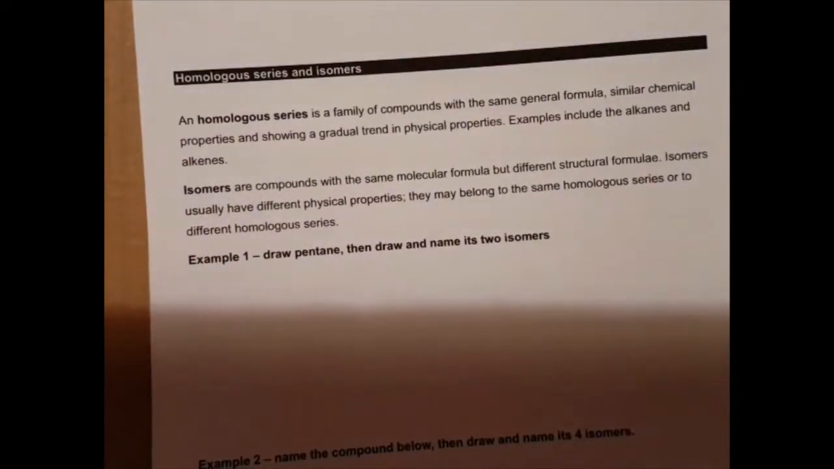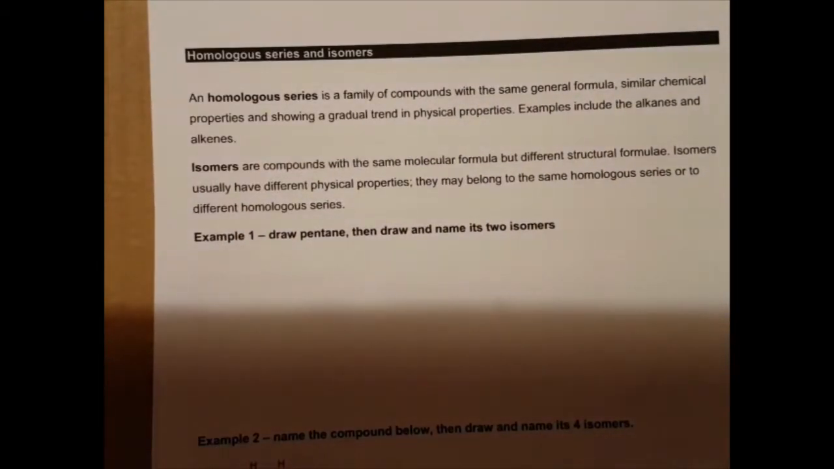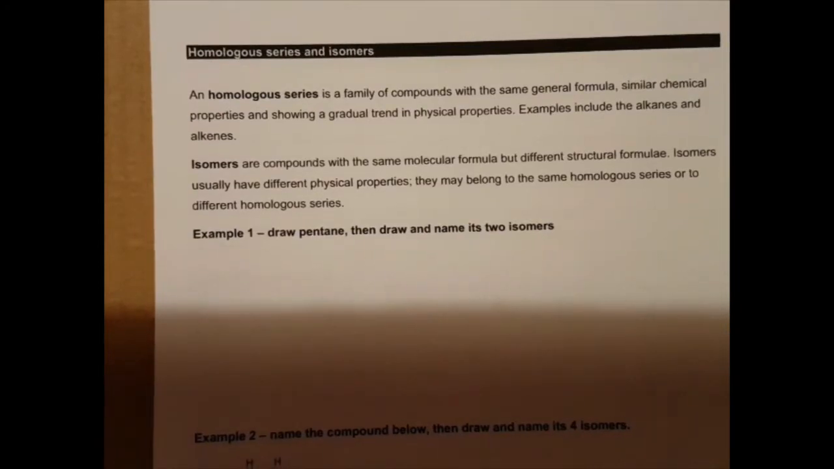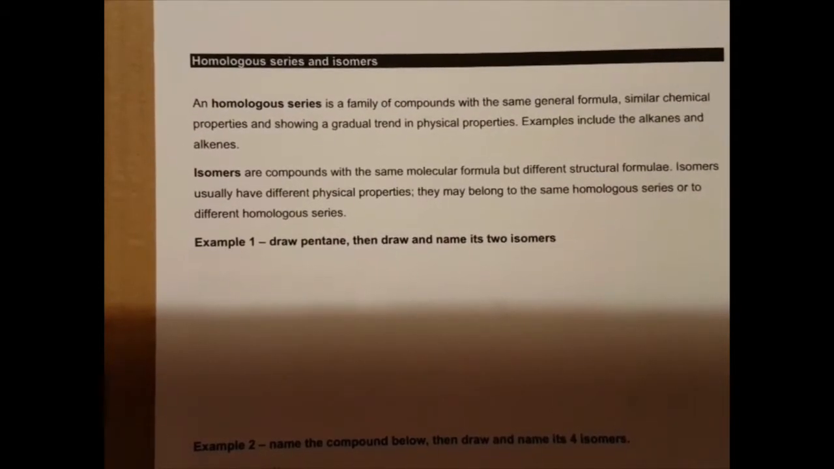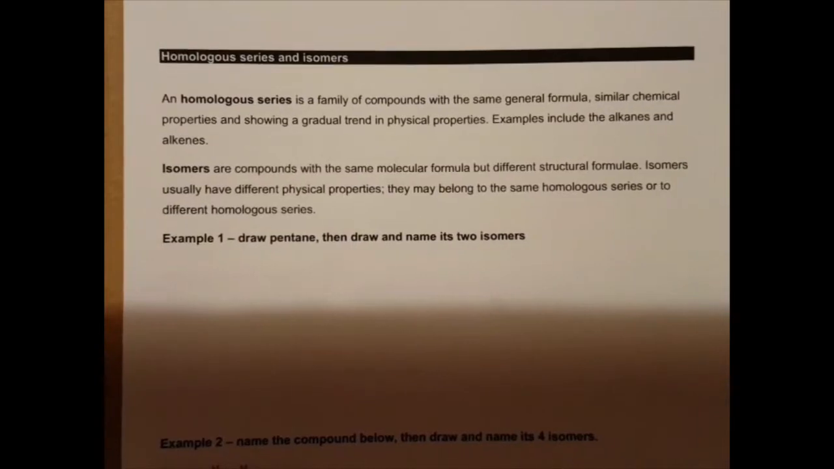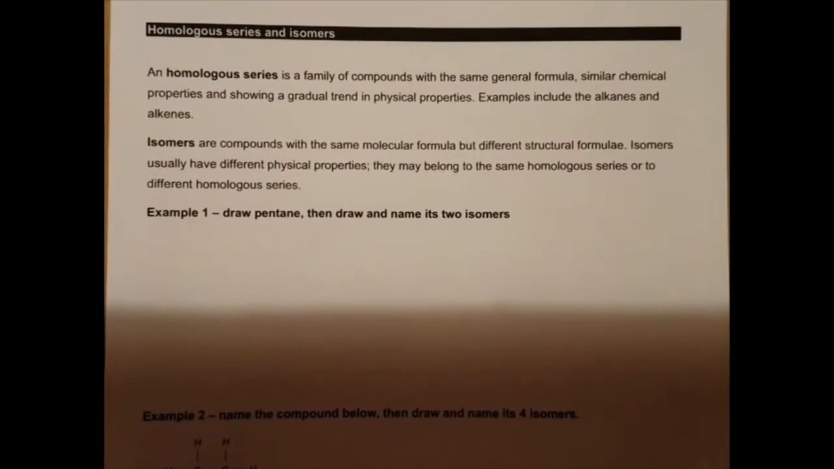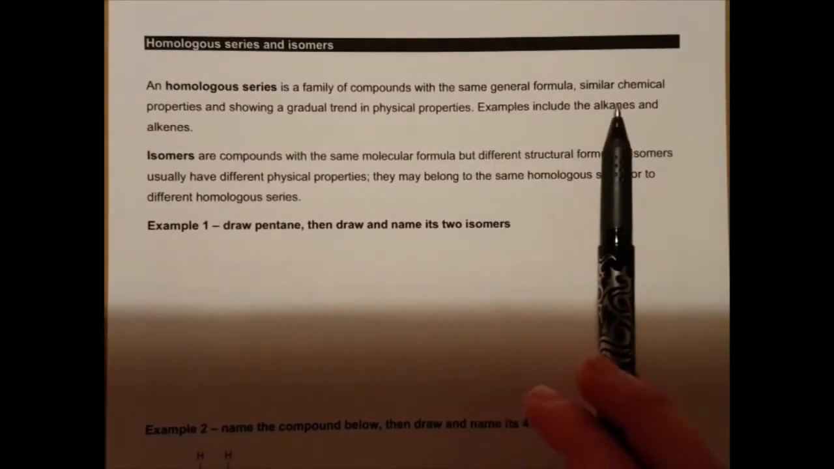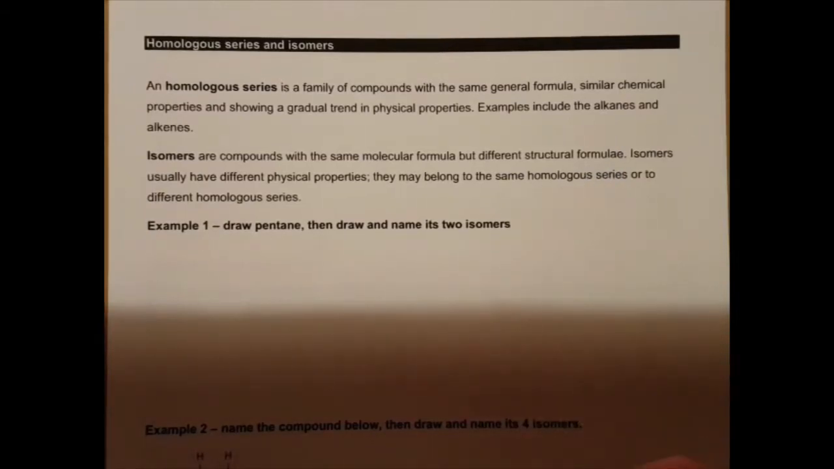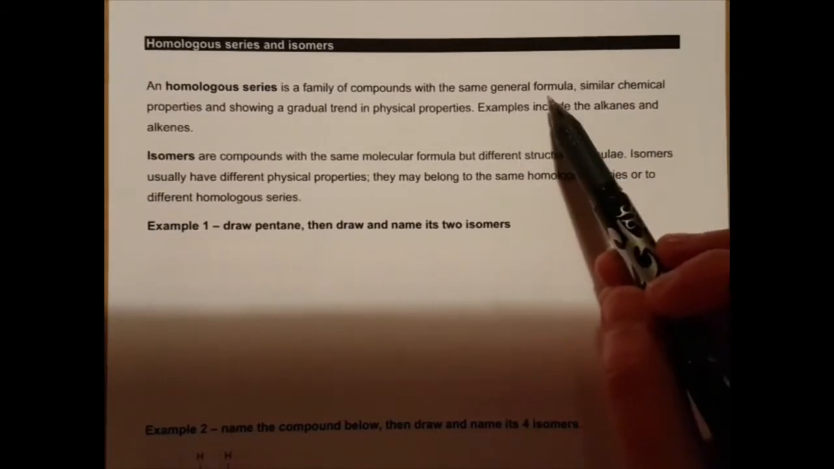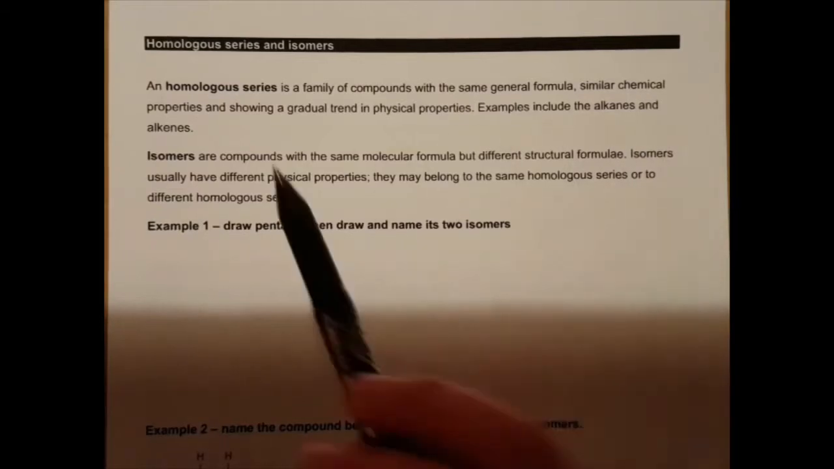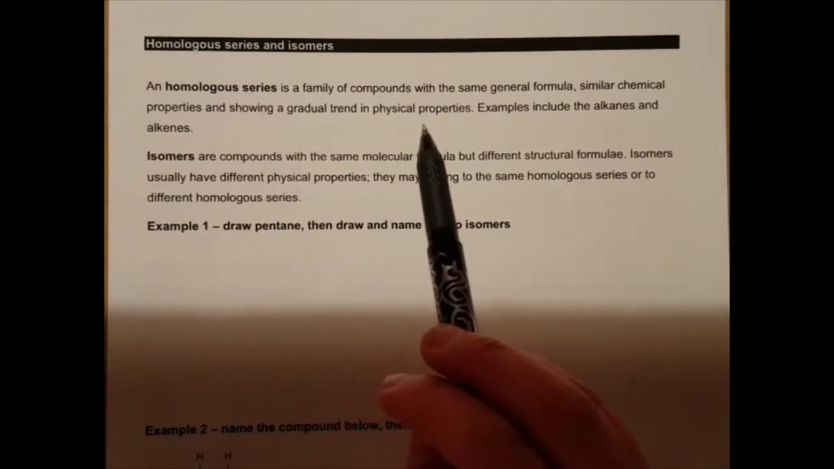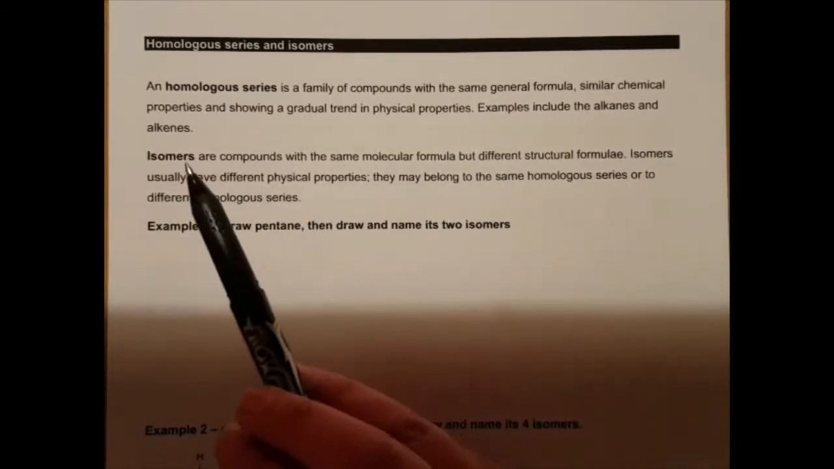Okay, last little bit for this video that we're going to look at is homologous series and isomers. I've given you the definitions in your notes here. You really do need to make sure you know the definitions of these 2 key terms. So a homologous series is a family of compounds with the same general formula, so for example, CnH2n+2, similar chemical properties and showing a gradual trend in physical properties. Examples include the alkanes and the alkenes.